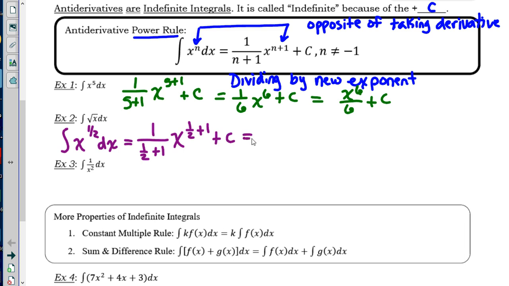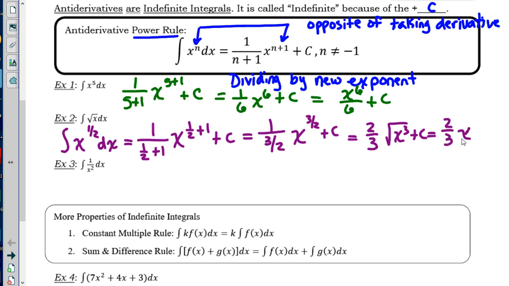If we were to simplify that, I would have 1 over 1/2 plus 1 is 3/2 times x to the 3/2. And again, there's several ways we can write that. If we were writing it back the way we started, then that would probably be 2/3 times the square root of x cubed, which could also be written as 2/3 x square root of x plus c. And again, you don't need to simplify that unless it is a multiple choice question.